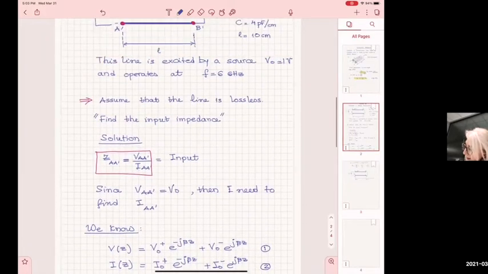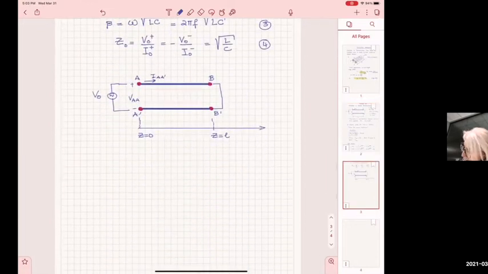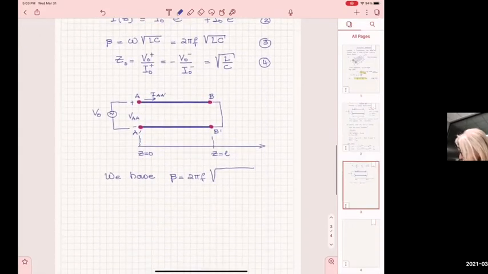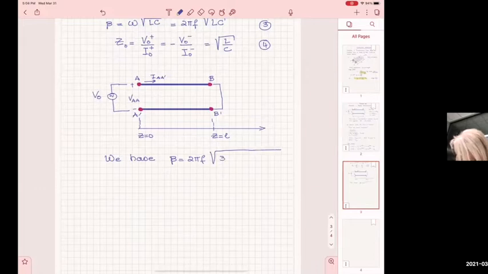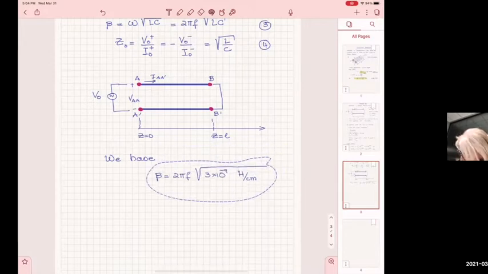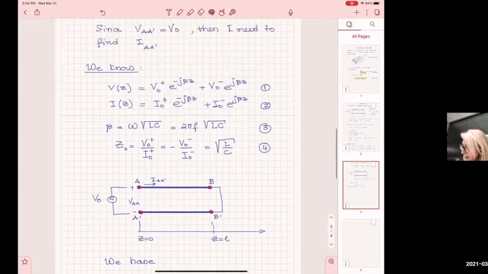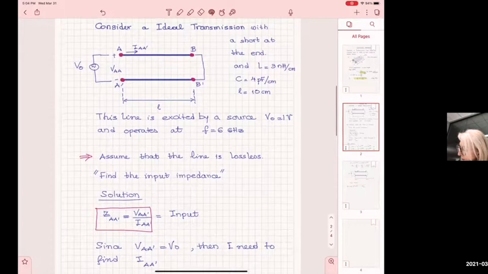From 3, I found also L and C, so we have that beta is 2 pi f times the square root of L. How much did we say it was? 3 nanohenries per centimeter. So I'll put here 3 times 10 to the minus 9 for nanohenry per centimeter. That's L. C is 4 picofarads per centimeter.